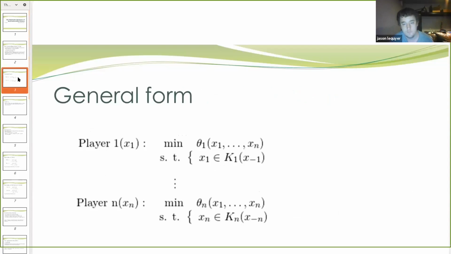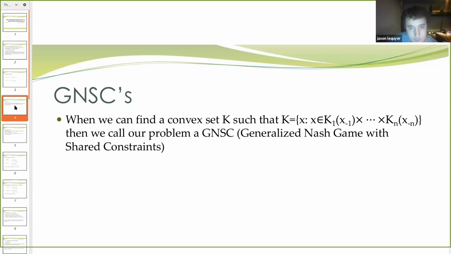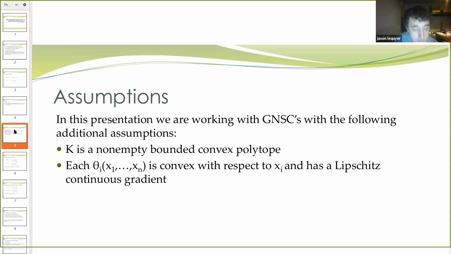So here's the general form. Again, a finite list of players that each controls certain variables, and the key distinguishing feature is that the constraint set depends on variables not under their control. So it turns out that if we subject everyone to an identical constraint set, the problem becomes a lot easier to deal with. And we call this a GNSC, a generalized Nash game with shared constraints. And I'll just show you an example.